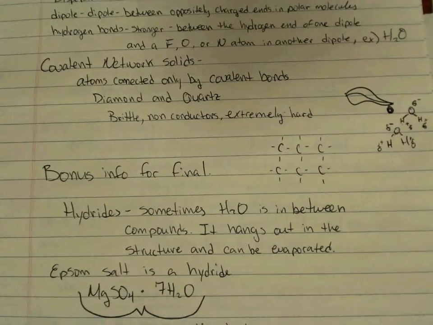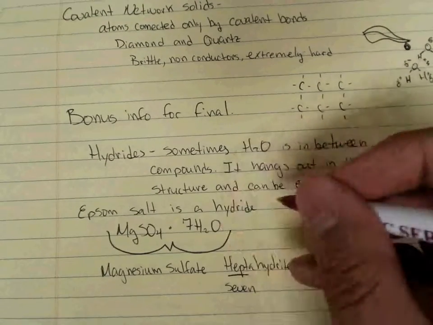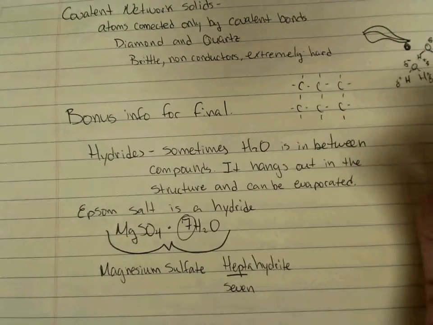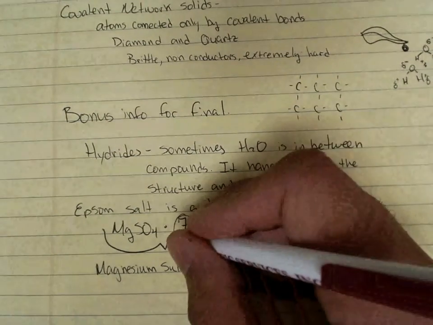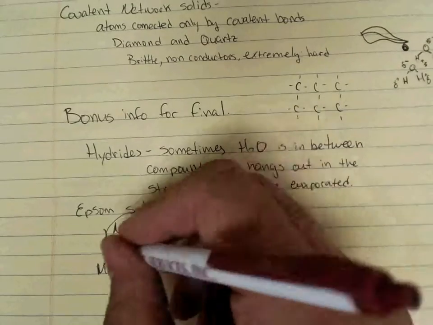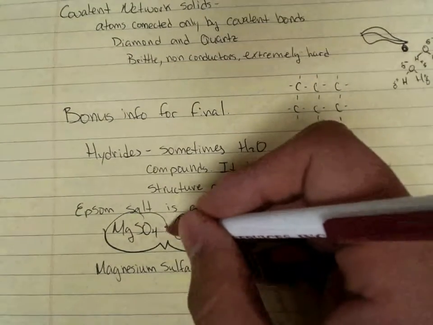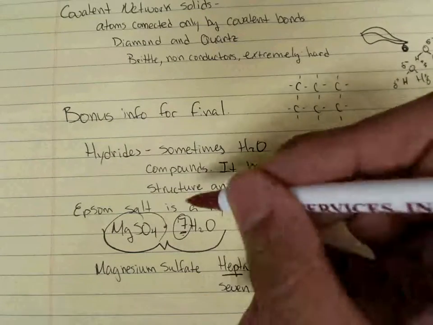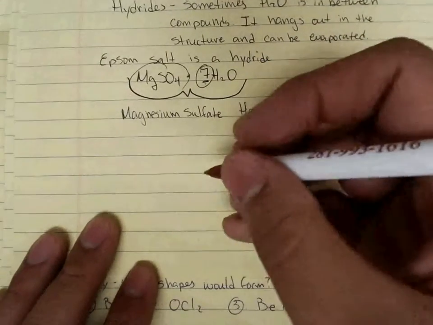Last thing, hydrates. Sometimes H2O is in between two compounds and hangs out in the structure. So here we have Epsom salt, which is a hydrate. It's a heptahydrate, which means 7. There are 7 waters in every magnesium sulfate crystal, and you can actually put Epsom salt in fire in a little test tube.